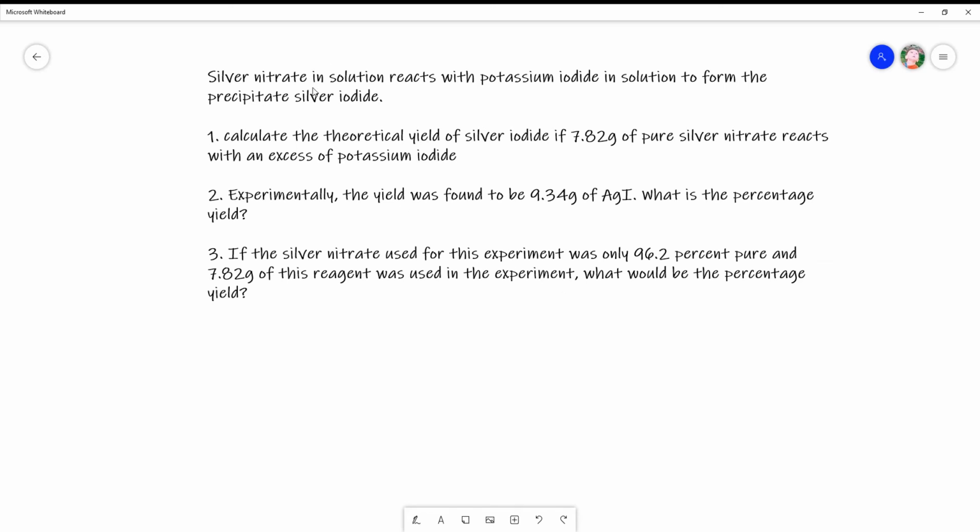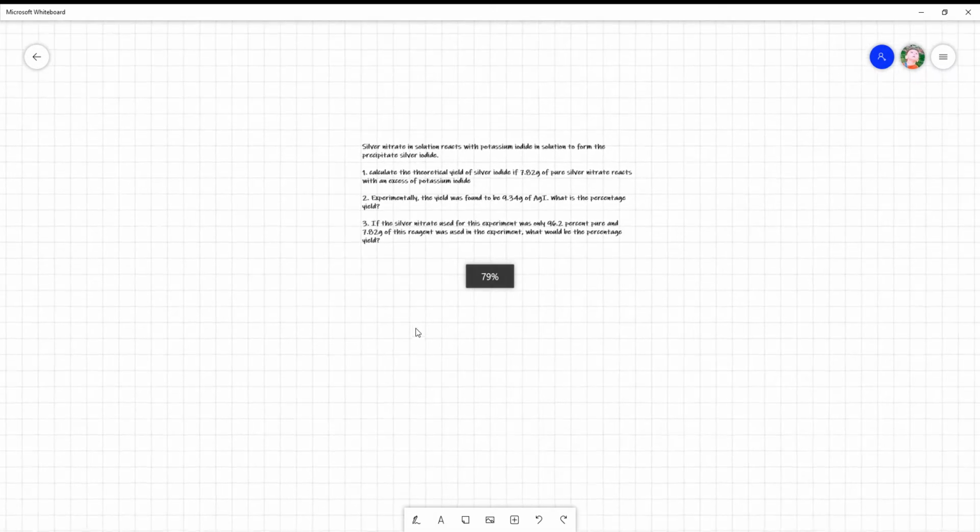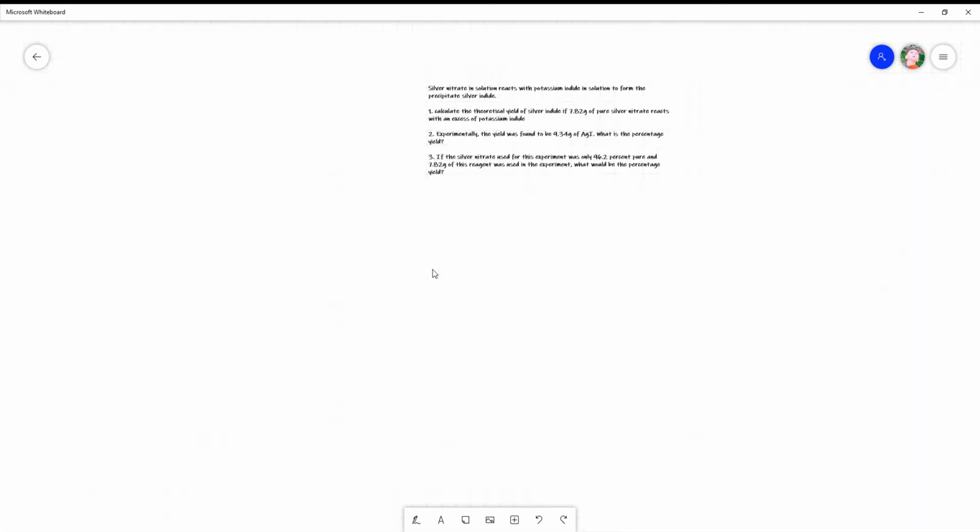The problem I was given is that silver nitrate in solution reacts with potassium iodide in solution to form the precipitate silver iodide. The first part of this problem is to calculate the theoretical yield of silver iodide if 7.82 grams of pure silver nitrate reacts with an excess of potassium iodide. So to start, we must first make a balanced chemical equation.